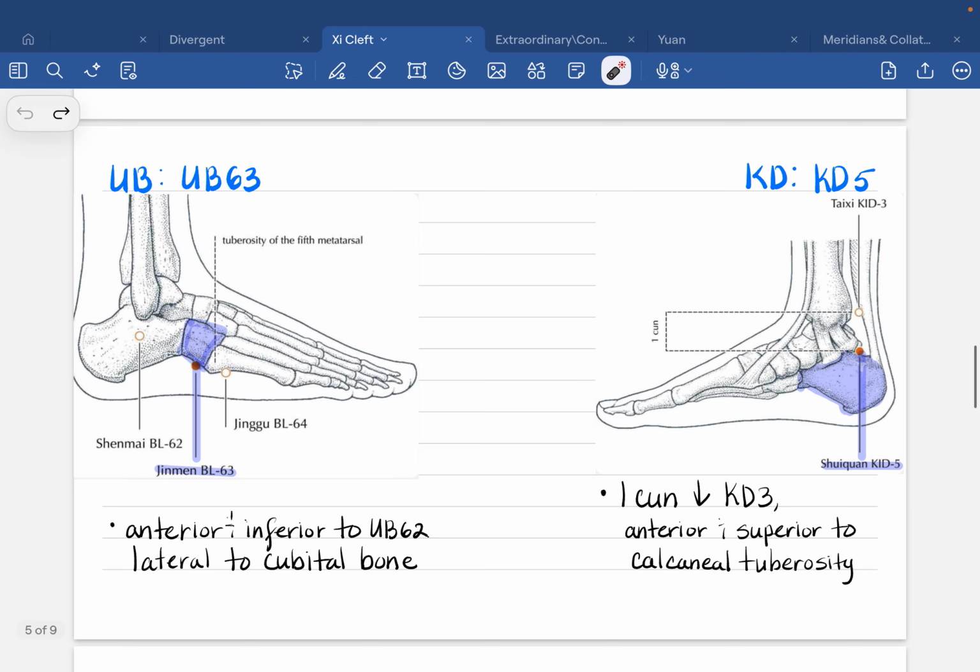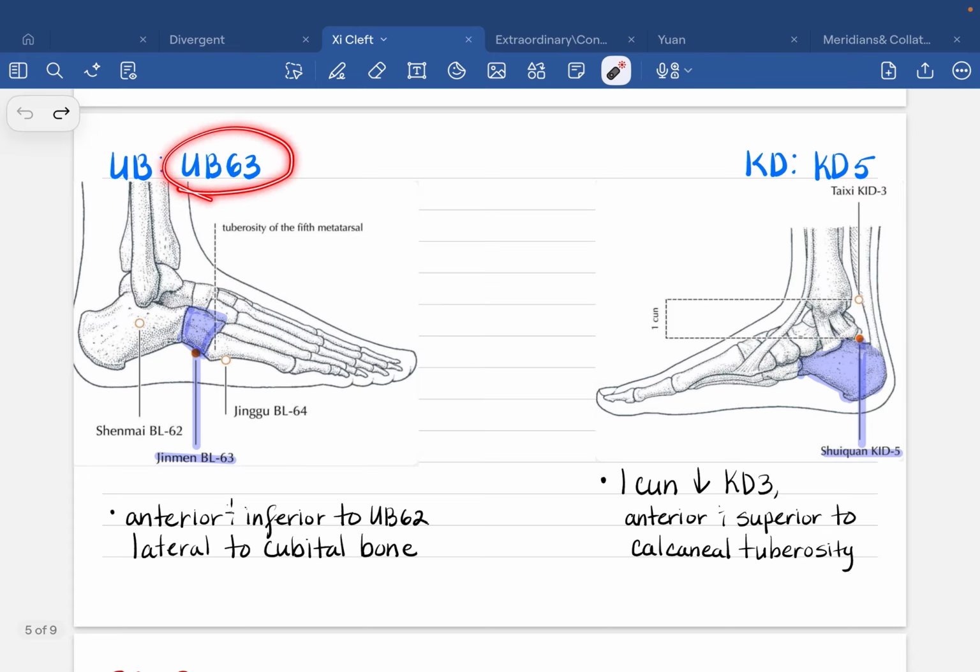Now for UB, the xi-cleft is 63, and the xi-cleft for kidney is kidney 5. So where is UB 63? It's anterior inferior to UB 62. 62 is right here below, around the lateral malleolus is where it really is. But from there, it's anterior inferior, means in front and bottom. That's UB 63.